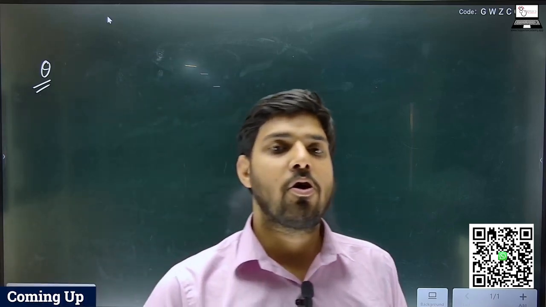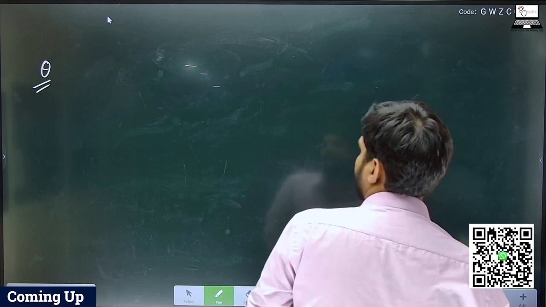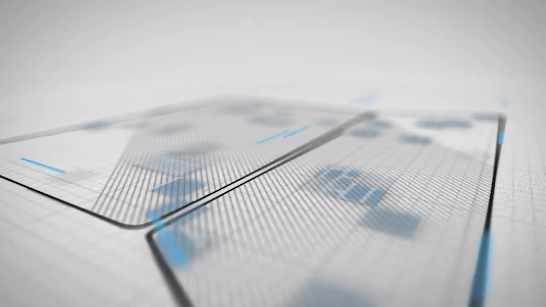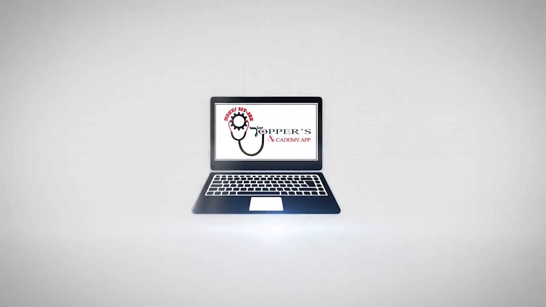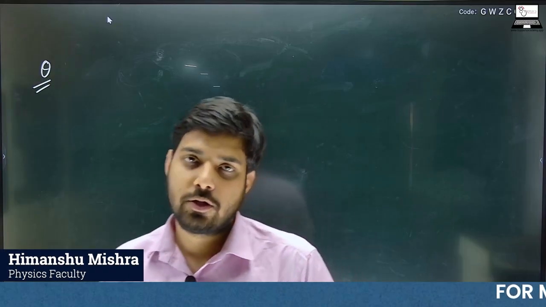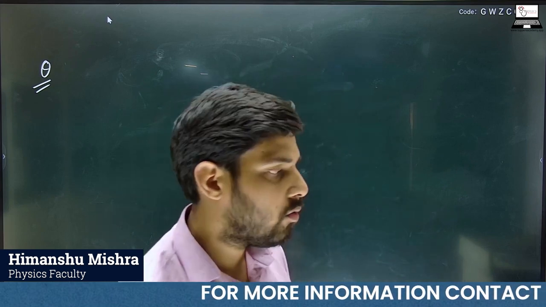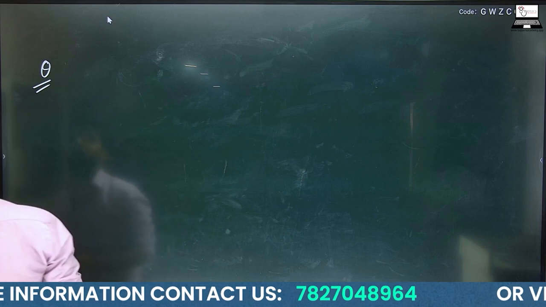Today we are going to talk about the vector form of Coulomb's law, and by talking about, I mean by solving some examples.